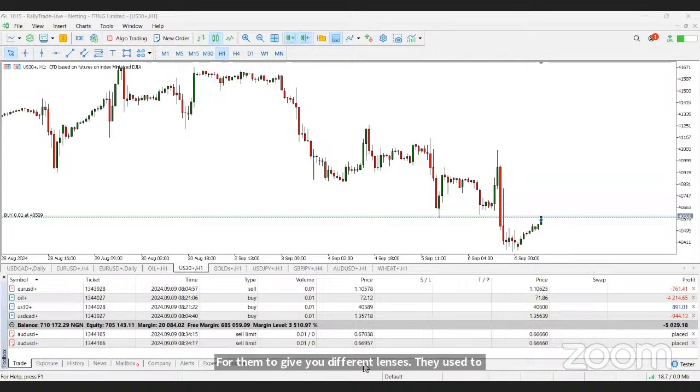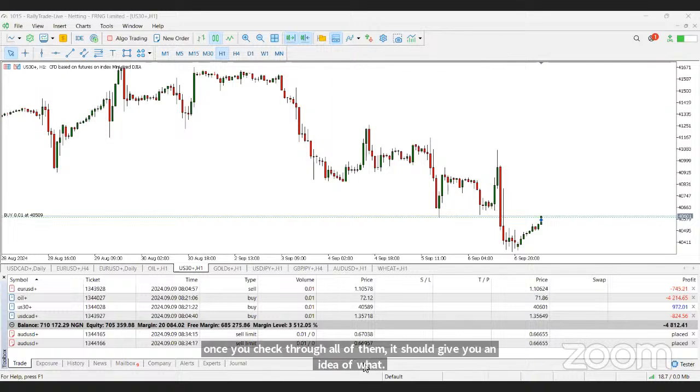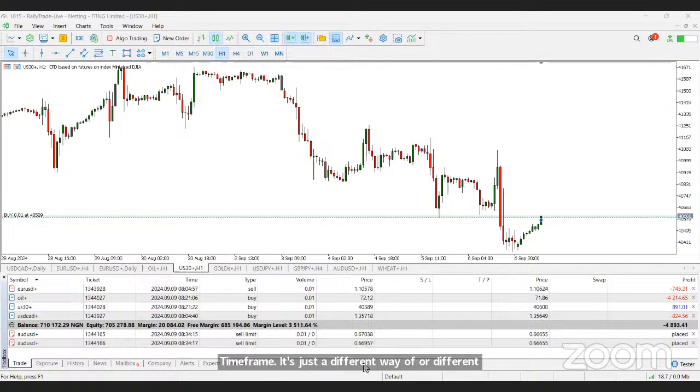Okay, they have lenses in different sizes and different focus. Okay, different denominations. Once you check through all of them, it should give you an idea of what time frame means. It's just a different way of viewing price, or a different view of price, or different time frame. That's what it means. So it's not as if it's anything big.